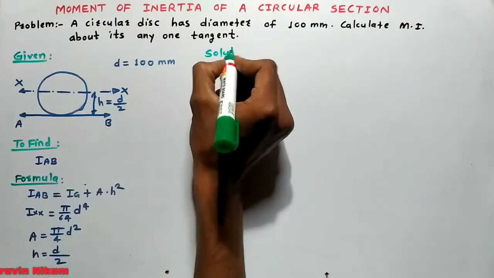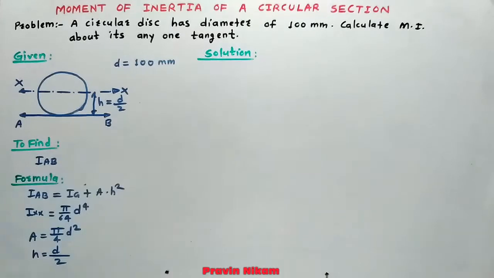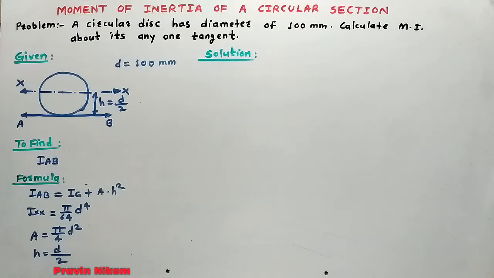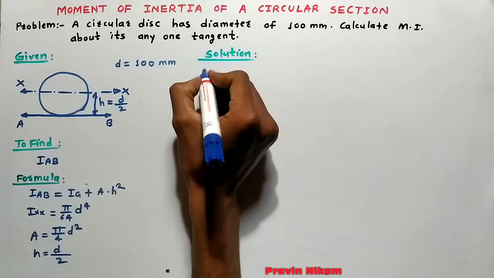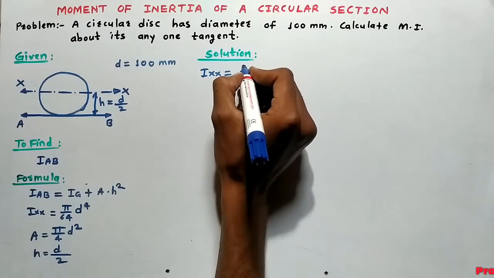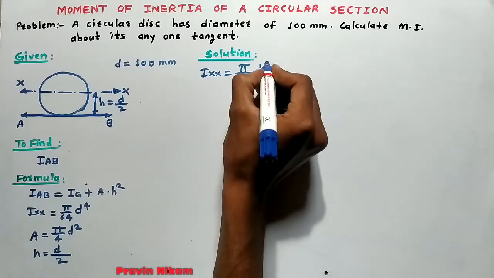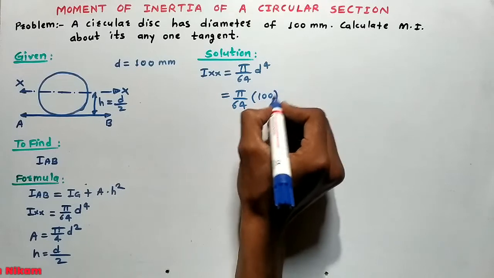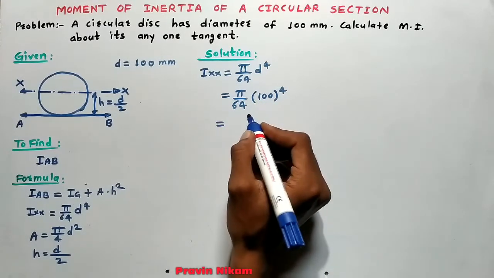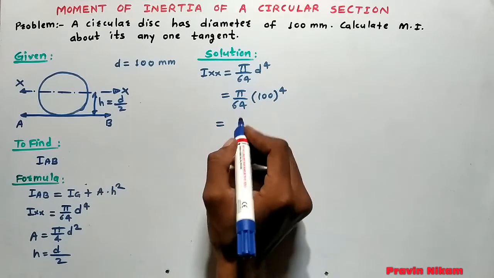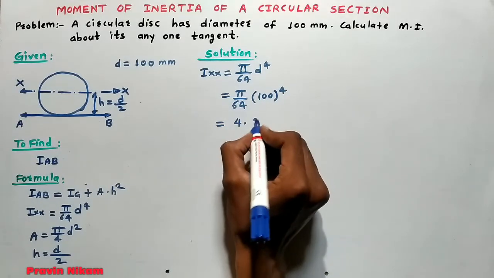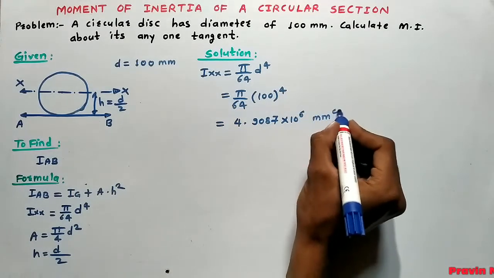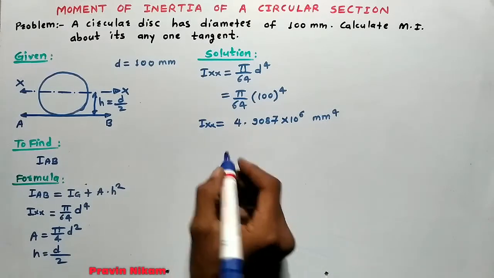Now solution. Find all these three values and put them in this equation, and you will get the answer. First find out Ixx. Ixx for a circular section is pi by 64 d raised to 4, that is equal to pi by 64 into 100 raised to 4, as d is 100 mm. Put these values in your calculator and you will get 4.9087 into 10 raised to 6 mm raised to 4, because this is Ixx.